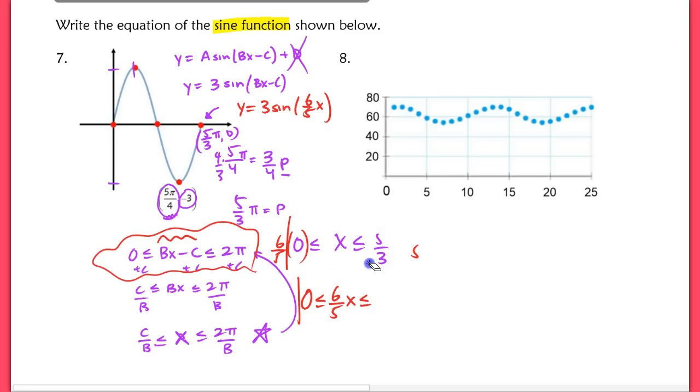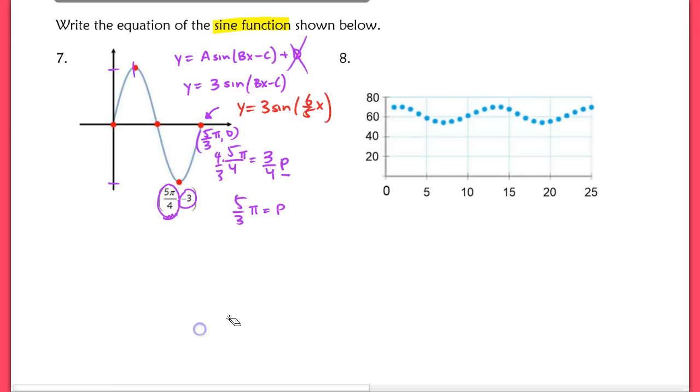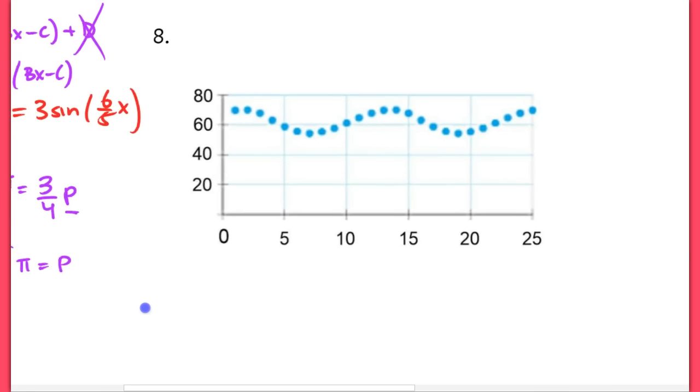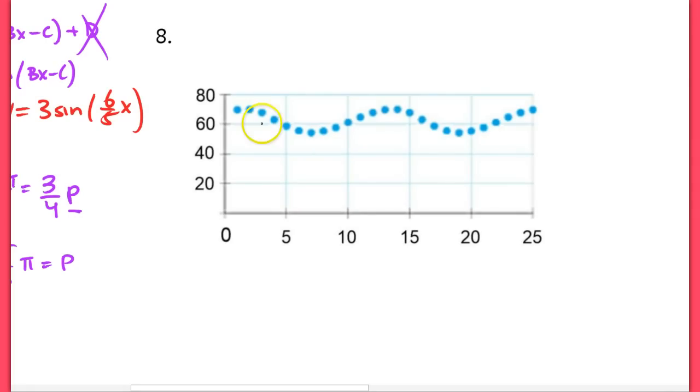This one has a totally different feel to it, since the graph here is a bunch of data, and it doesn't give you a defined point, so we're going to have to find that for ourselves. Okay, so I know it's a sine function. What I want you to do first is try to identify where the midline or the equilibrium axis would be.